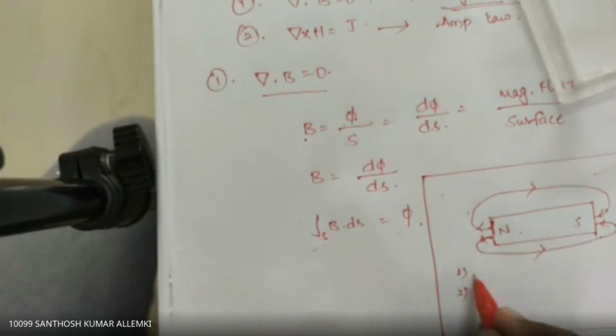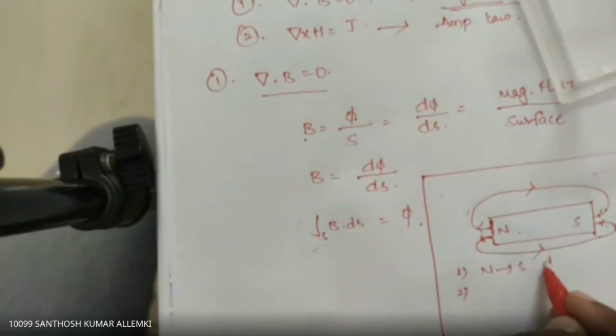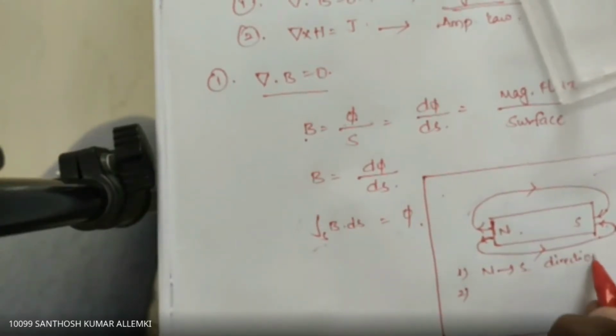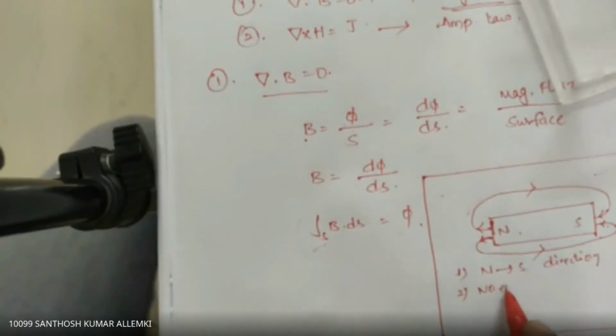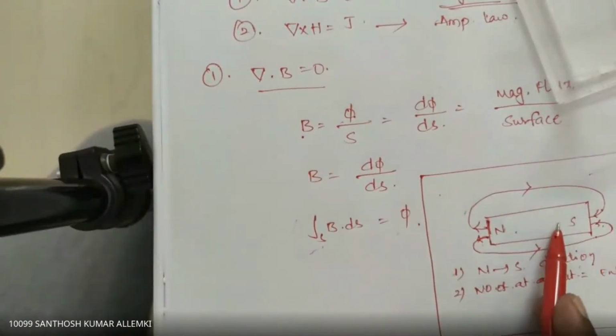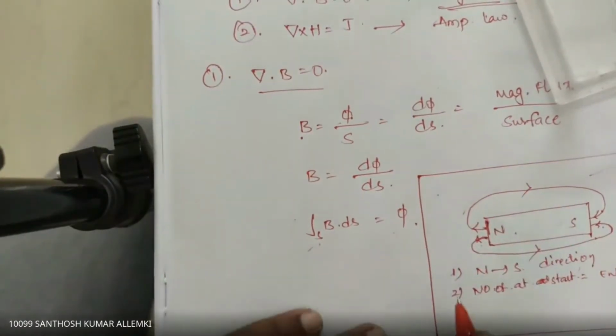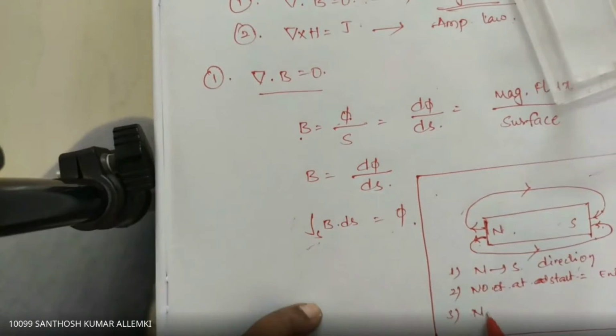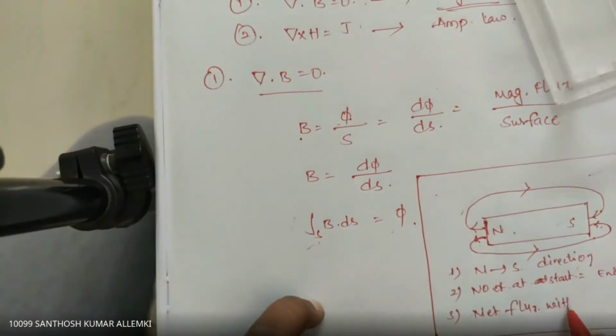The first one is the direction, always north to south. The second one is that the number of lines at the starting of the magnet must be equal to the number leaving the magnet. The third one is that the net flux within the magnet is 0.